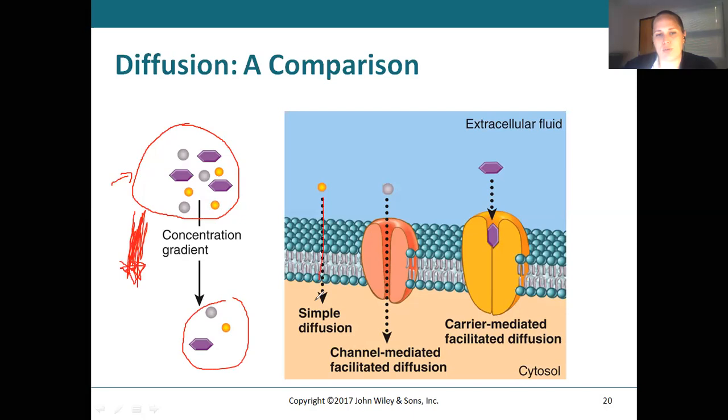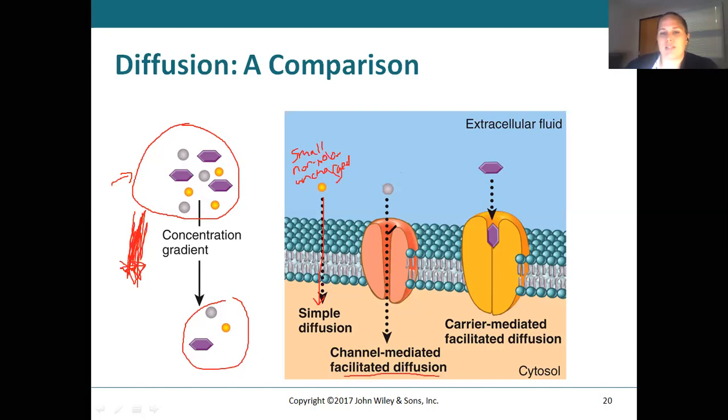Simple diffusion is only going to occur with the small molecules, the nonpolar molecules that we talked about earlier that are able to slip by all of those nonpolar lipids, and then the uncharged molecules. Those are going to be the molecules that are able to undergo simple diffusion. Now, molecules that are much larger or are charged are going to have to use another protein for that to occur. And so channel mediated is another type of diffusion.